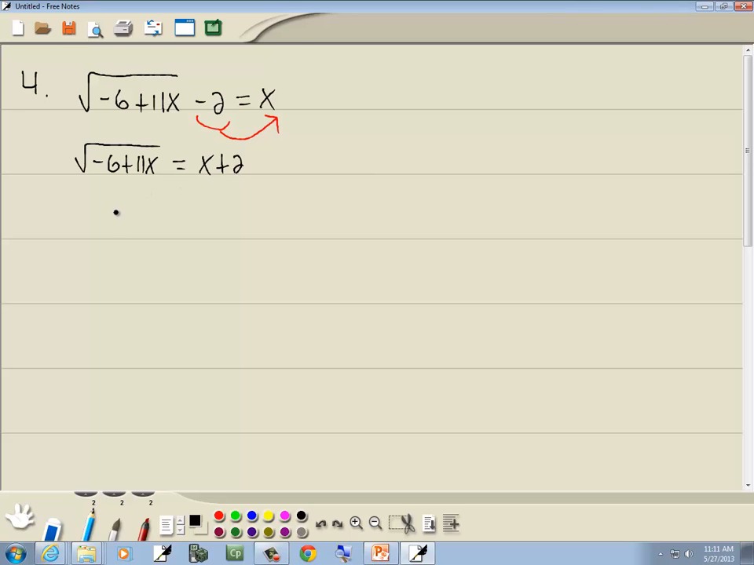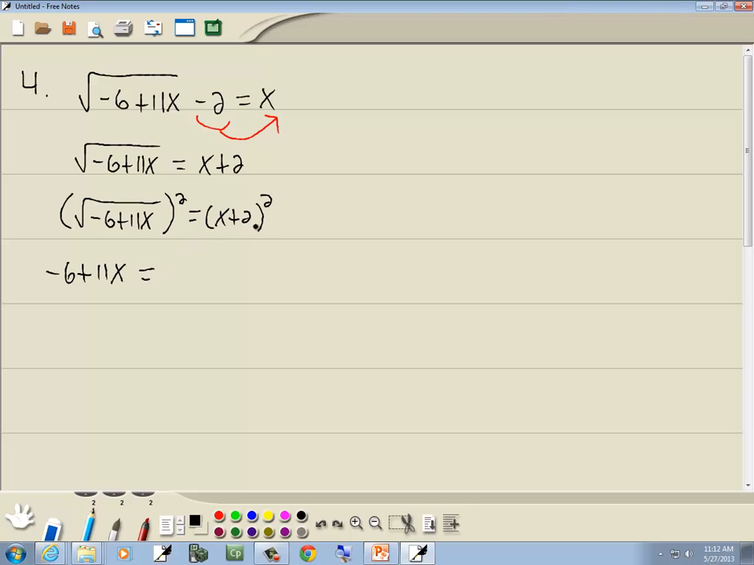Now step 2 says to raise both sides to a power equal to the index. Well, the index is numbered in a slot here. There is no number, so it's by default 2, square root. So we'll square both sides. So we've got square root of negative 6 plus 11x to the second power is equal to x plus 2 to the second power. Now over on the left side, again, when your index matches the power, they're going to cancel each other away. So that leaves us negative 6 plus 11x.